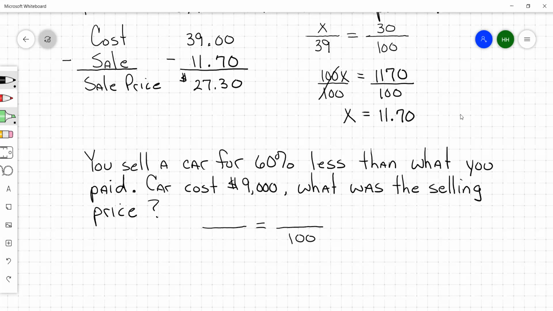You're trying to find 60% of 9,000. So here's our 60 in the percent. We need the is. We're trying to find out what is 60% of 9,000. There's your setup. All right, so we're going to crisscross multiply this. So we're going to get 100x is equal to 9,000 times 9 times 60. What's that, 54,000?